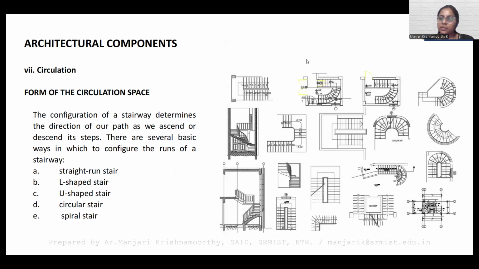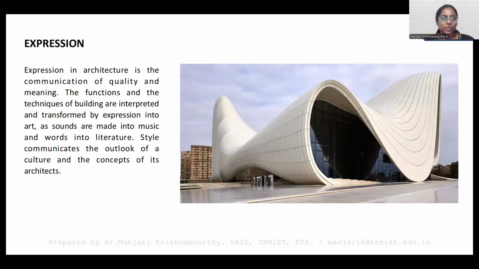So as in building construction, we will study in detail about how different staircases are being designed. So these are few examples: straight run, L-shaped, U-shaped, circular, spiral, different types of staircase. So it need not be just straight flight all the time. It can be different varieties of staircase shapes that we can try to use.